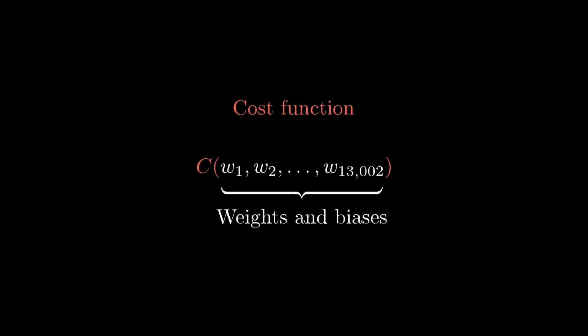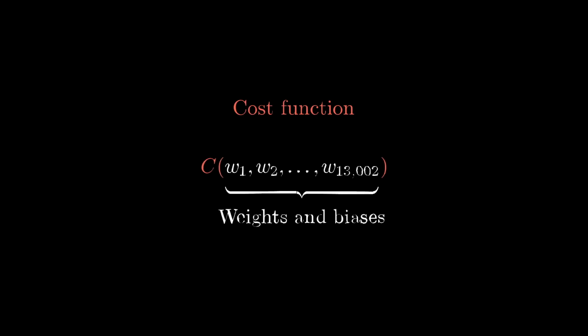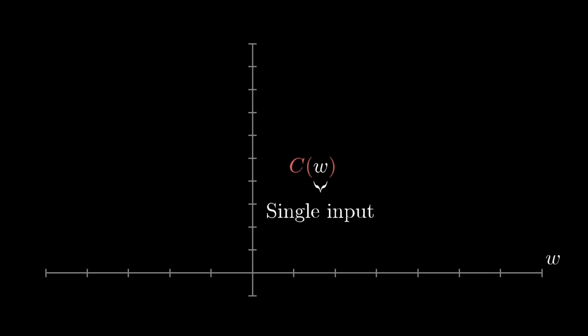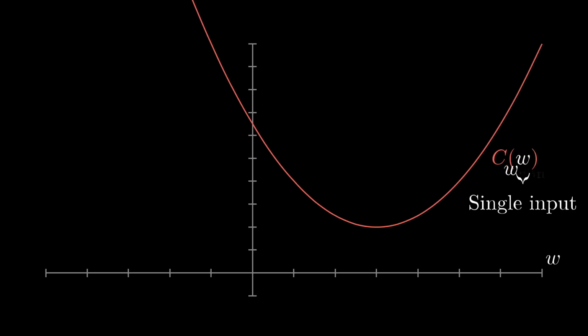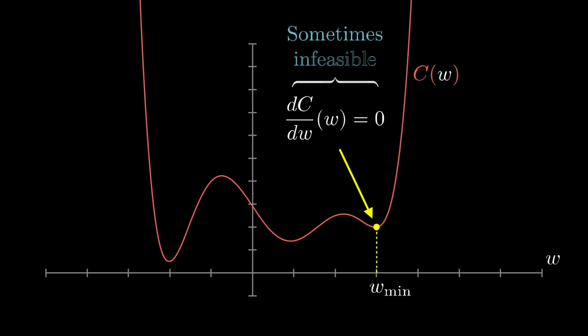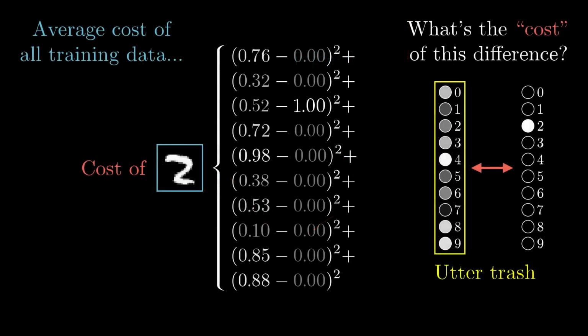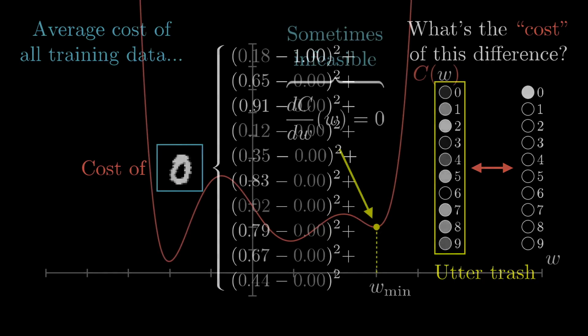To make it easier, rather than struggling to imagine a function with 13,000 inputs, just imagine a simple function that has one number as an input and one number as an output. How do you find an input that minimizes the value of this function? Calculus students will know that you can sometimes figure out that minimum explicitly, but that's not always feasible for really complicated functions. Certainly not in the 13,000 input version of this situation for our crazy complicated neural network cost function.